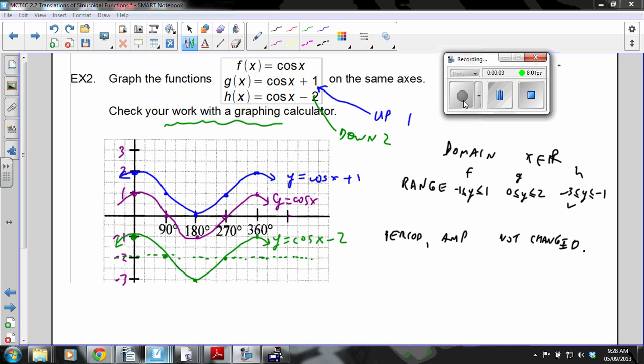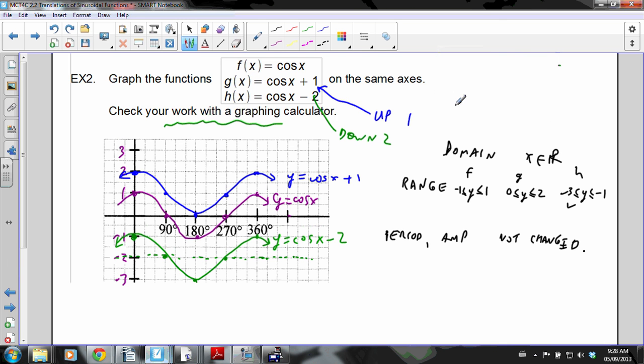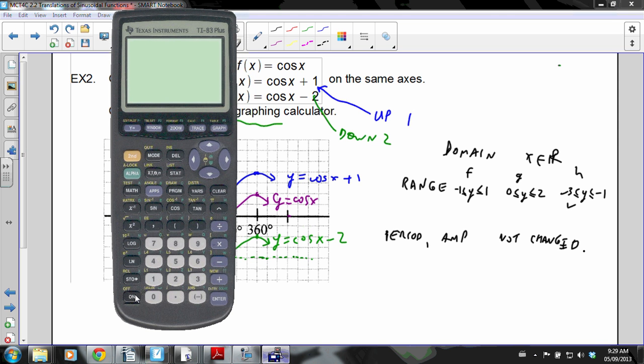Okay, this is MCT4C, day 12, we're back. Part 2, graphing sinusoidal functions. Graphing calculator. Now, this is really just for a check, because we're pretty confident of this. This is review for us anyway, but, you know, we're technology type folks, so let's check them out.